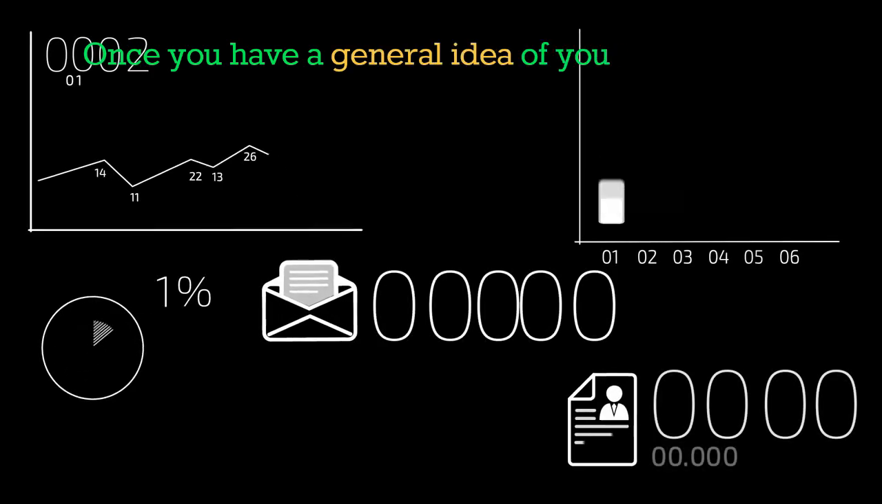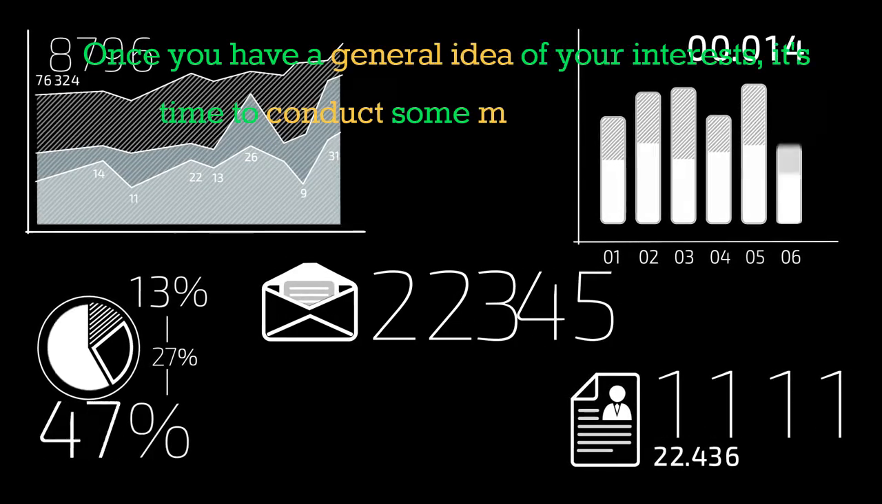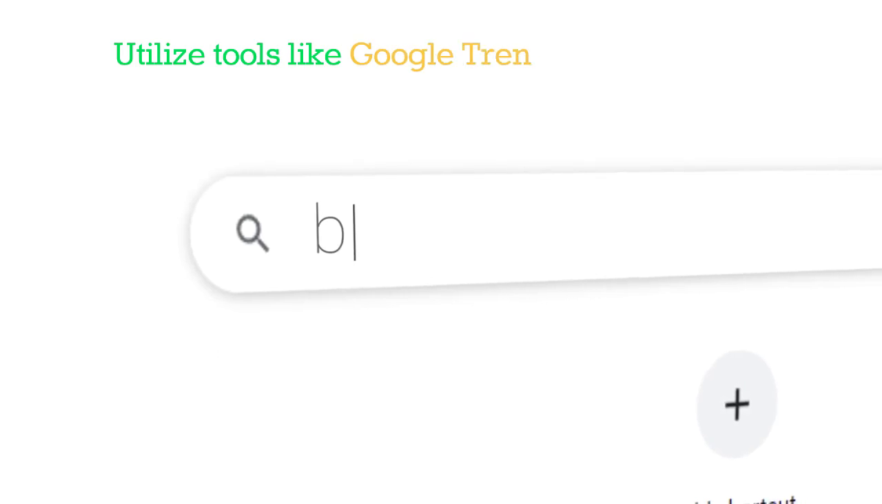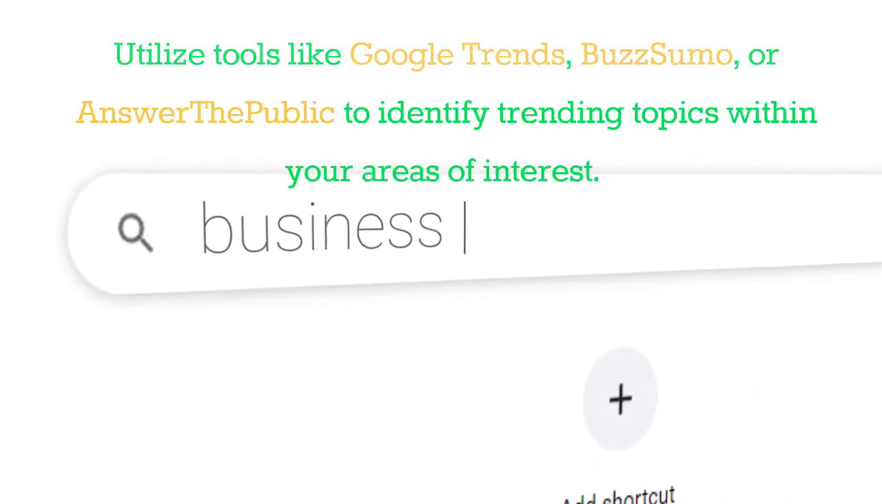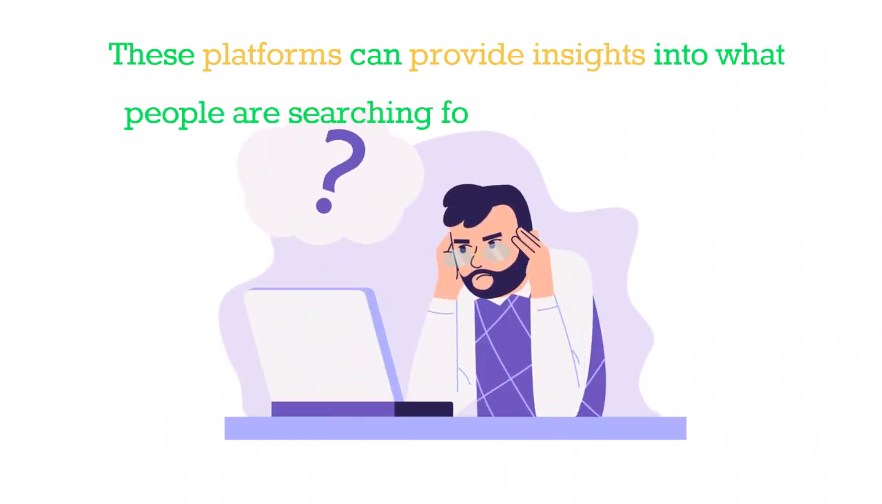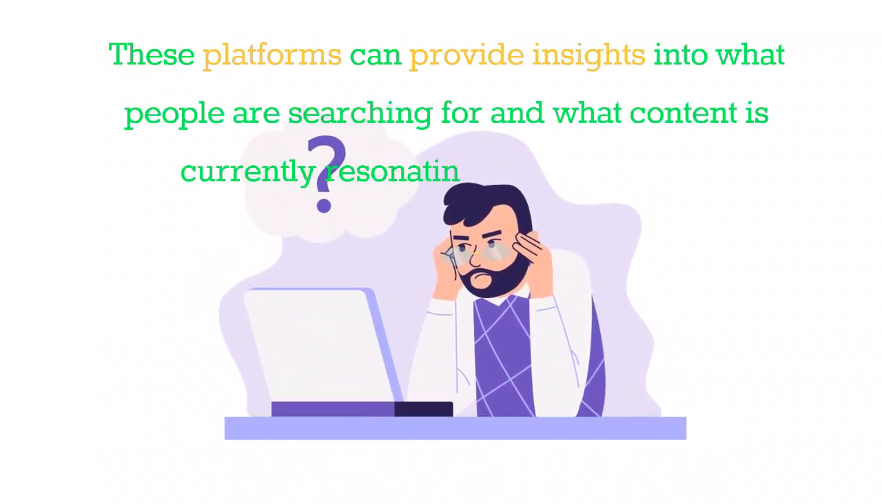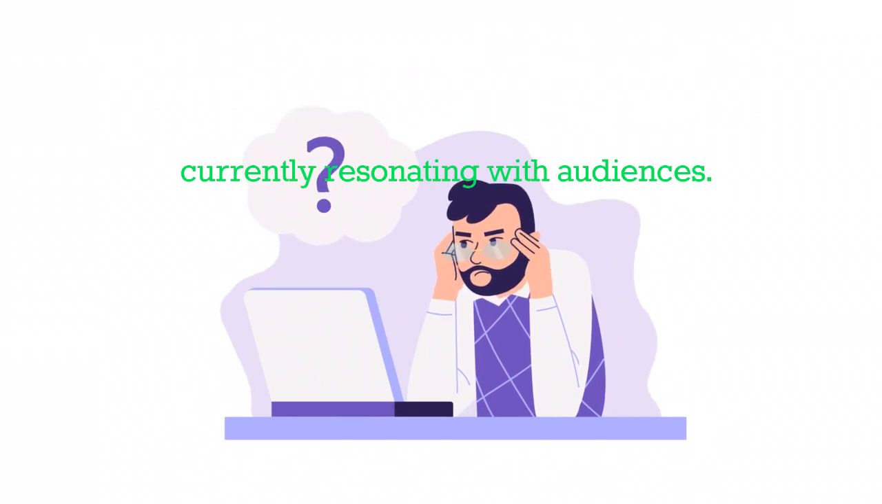Once you have a general idea of your interests, it's time to conduct some market research. Utilize tools like Google Trends, BuzzSumo, or Answer the Public to identify trending topics within your areas of interest. These platforms can provide insights into what people are searching for and what content is currently resonating with audiences.